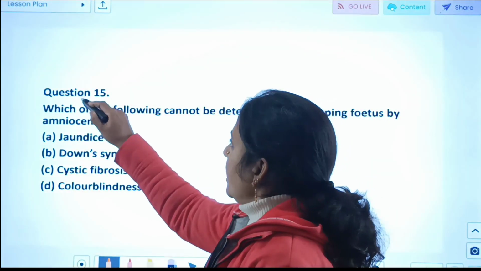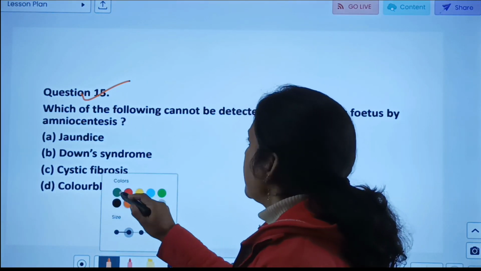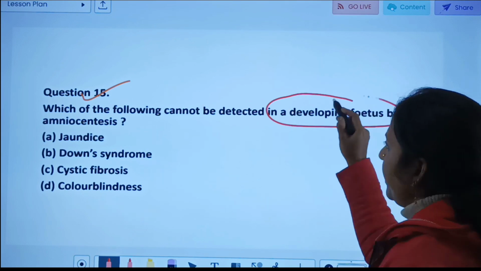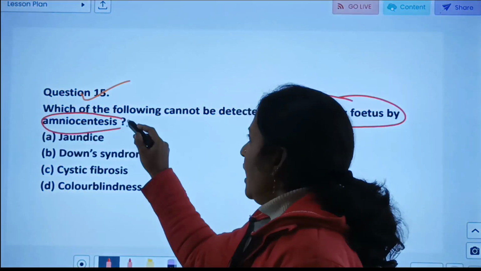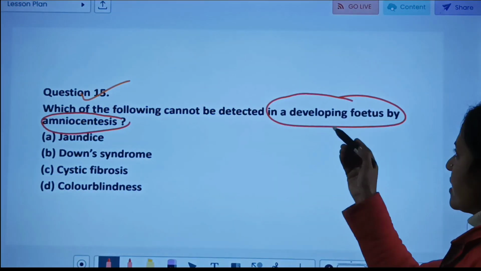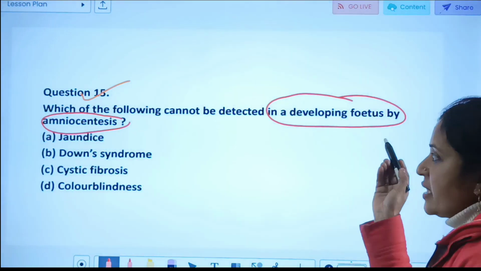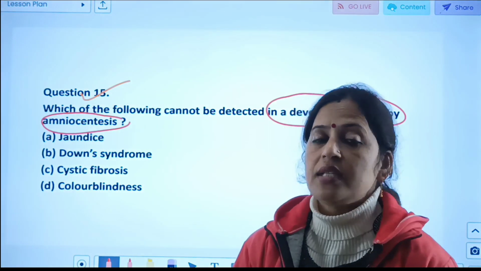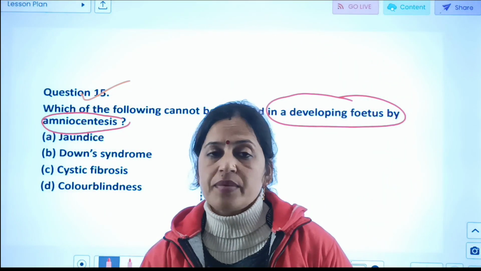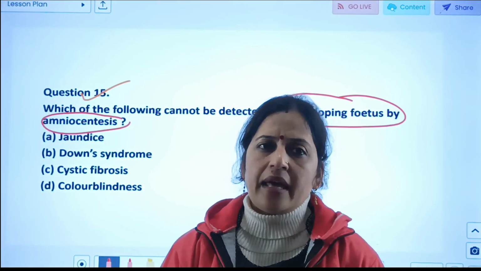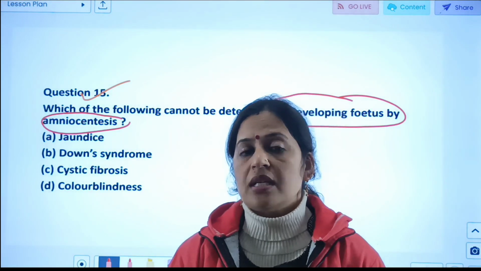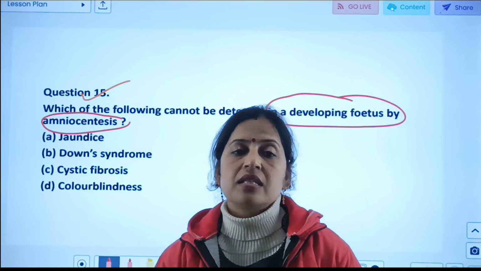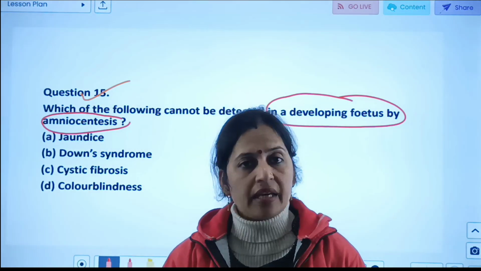Next is question number 15, and your question number 15 is: which of the following cannot be detected in a developing fetus by amniocentesis? इनमें से कौन है जिसको कि हम डिटेक्ट नहीं कर सकते हैं इन द डेवलपिंग फीटस विद द हेल्प ऑफ द टेक्निक दैट इज अमीनोसिंथेसिस. इससे पहले अभी मैंने पढ़ा कि अमीनोसिंथेसिस की हेल्प से हम कोई भी जो एरर्स हैं इन केस ऑफ अमीनो एसिड मेटाबॉलिज्म के अगर एम्ब्रॉय में अकर करते हैं तो उसको जस्टिफाई कर लेते हैं.